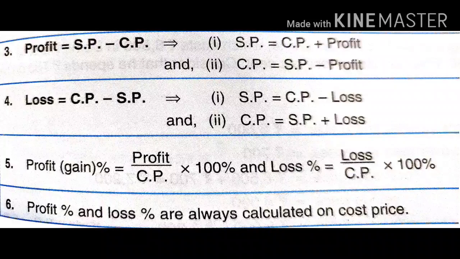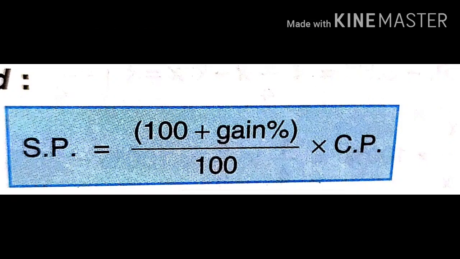Okay, like this there are some direct formulas by which we will solve exercise questions. Now these are the formulas which you have to write in your copy. Check these formulas nicely. Look at here. Check this formula. How to find selling price when gain percentage and cost price is given in the question? That time we will use this direct formula.